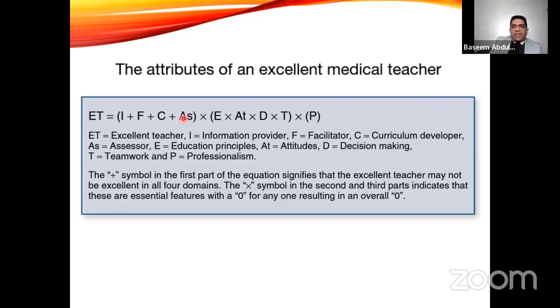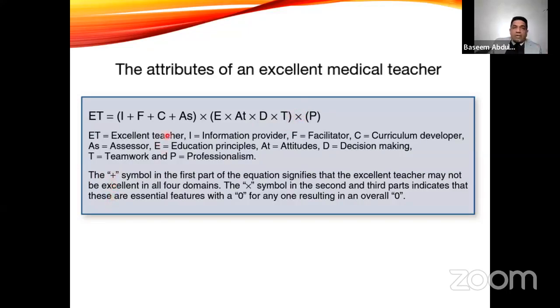So here's an equation which summarizes all the objectives in our lecture today. Excellent teacher, ET, equals information provider plus facilitator plus curriculum developer plus assessor, multiplied by educational principles, multiplied by attitudes, multiplied by decision making, multiplied by teamwork, and then finally multiplied by professionalism.